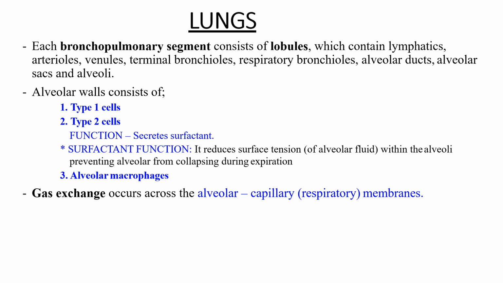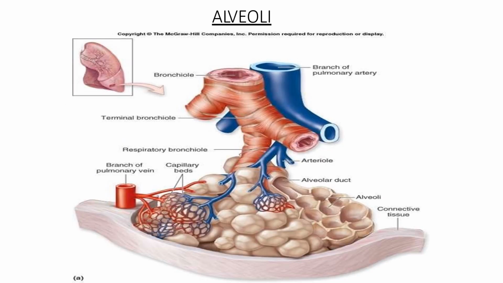Okay, so the alveolar wall consists of these cells, and each bronchopulmonary segment consists of lobules, which again contain the lymphatics, arterioles, venules, bronchioles, respiratory bronchioles, alveolar ducts, sacs and alveoli. The last part is alveoli. So the gas exchange occurs across the alveolar capillary membranes.